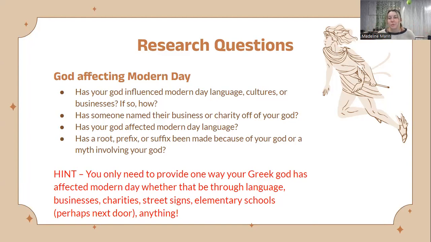So do some deep diving into certain words and phrases that might have been impacted by your god. Some of these modern day influences can be kind of weird too. For example, maybe you find a street sign that is named Athena. You could use that. Maybe there's an elementary school, perhaps one next door, that is named after a Greek god. Well, technically named after a spacecraft, but you get the gist. The spacecraft was named after the Greek god, and why? What was so special about that spacecraft to name it after a Greek god, and ultimately name our elementary school next door? But you need one way that your god is affecting modern day, whatever that may be.